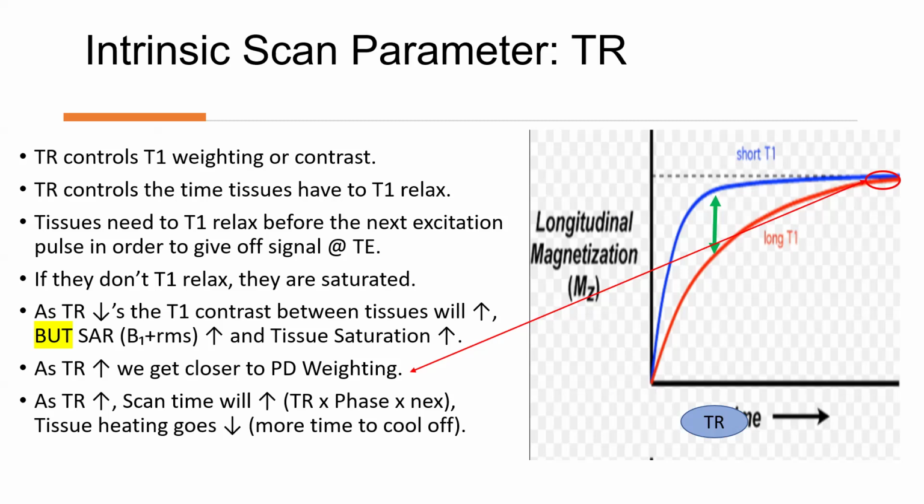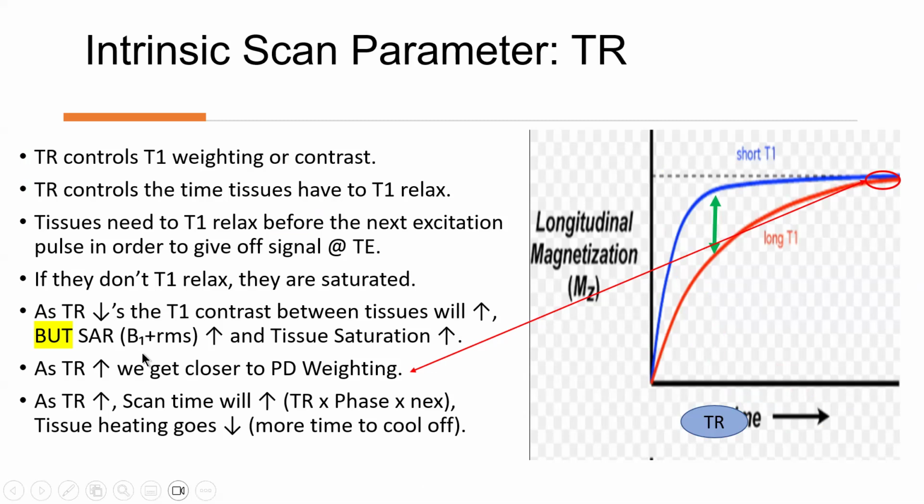They could also say to you, all factors remaining the same, as TR goes up, what contrast is likely to develop? Proton density. Someone's got their mic open. If you could mute it, please, unless you've got a question. Thank you.